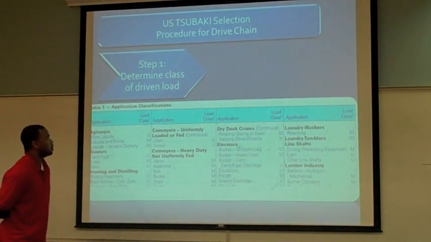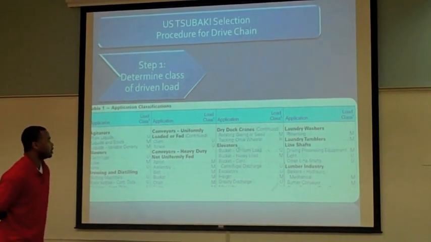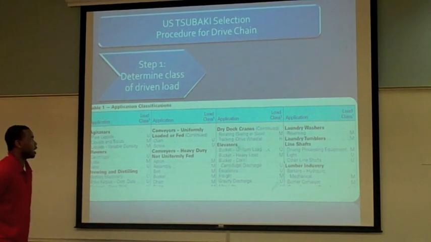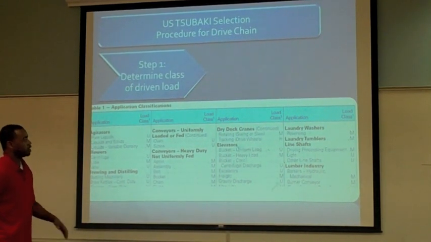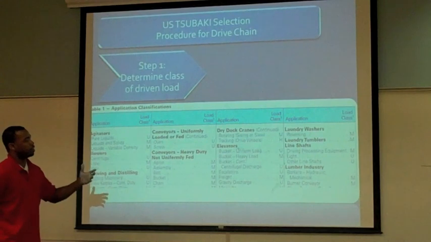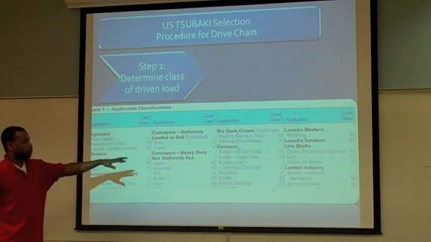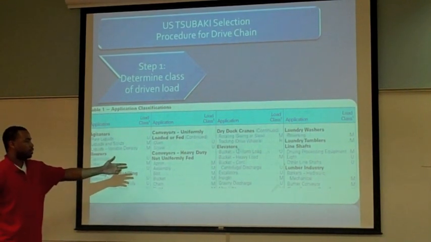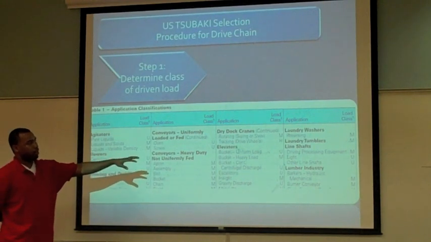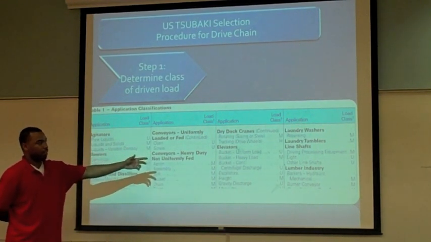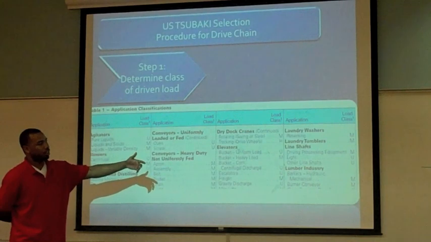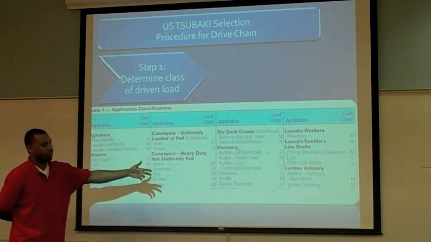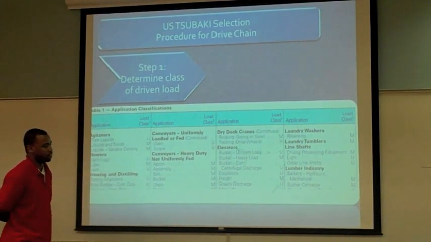Step 1, determine class of driven load. As you can see, they use a table which is headed application classifications, which has different types of drive loads. It can be conveyors uniformly loaded or fed. It can be conveyors heavy duty, not uniformly fed. It can be dry dock cranes, elevators, laundry washers, laundry tumblers, line shafts, and different lumber industry parts, just to name a few.